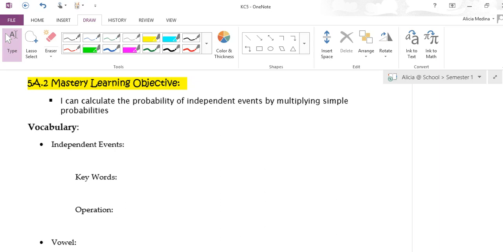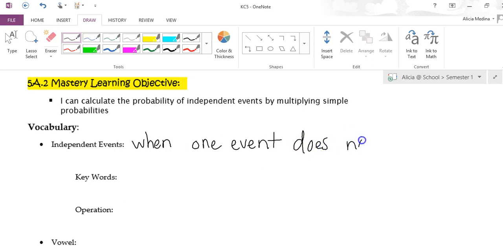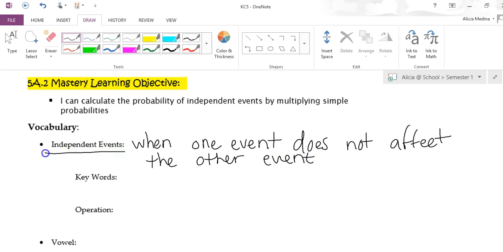So the first thing is, well, what is an independent event? An independent event is when one event does not affect the other one. So that's what it means to be independent, right? You don't need something else. So when one event does not affect the other event. Alright, so that's what it means to be independent.